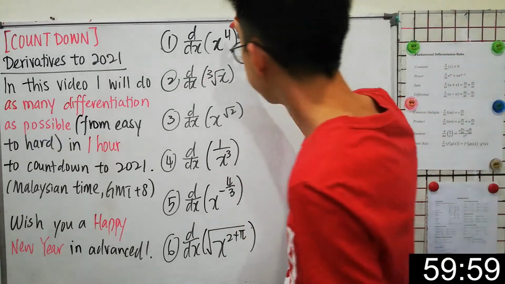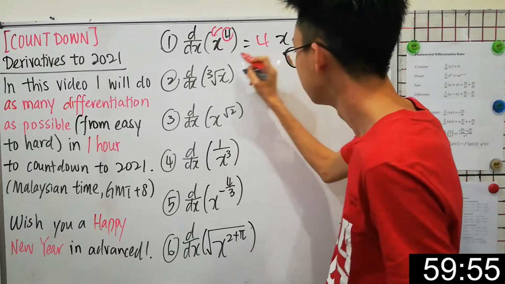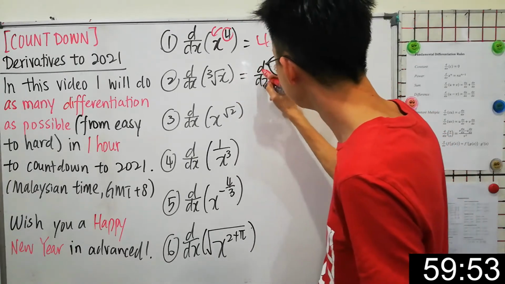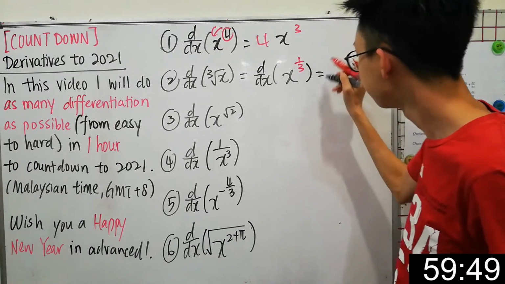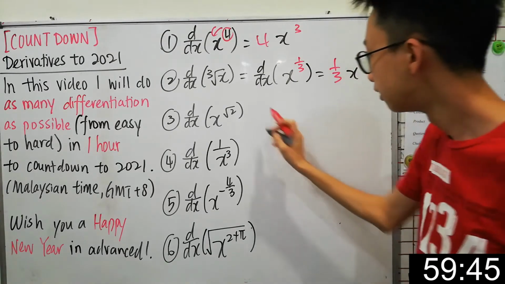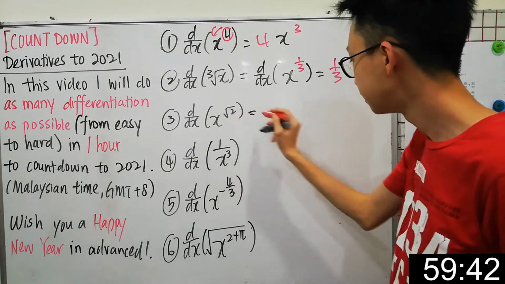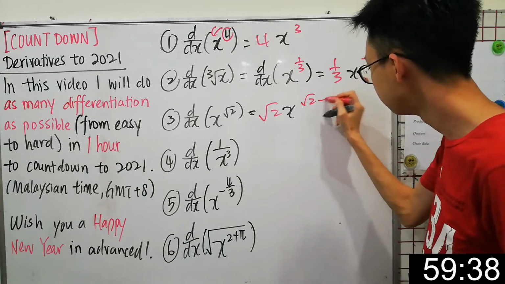Okay, number 1, we'll just use the power rule. We bring down the power, then power minus 1. Okay, number 2, this is actually d/dx of x to the 1/3. So same thing, we bring down the power, then power minus 1. Right? Then this one, same thing, we'll bring down the power, square root 2 x, then the power will be negative, square root 2 minus 1.